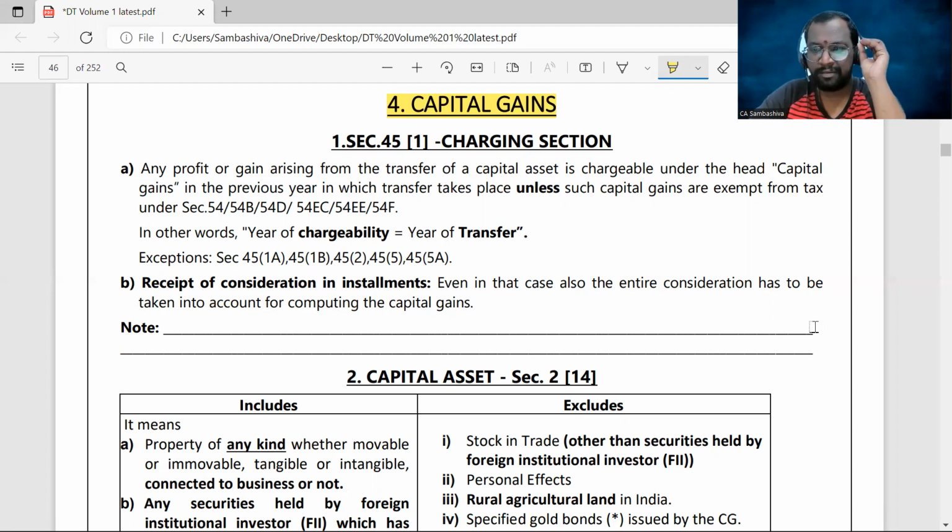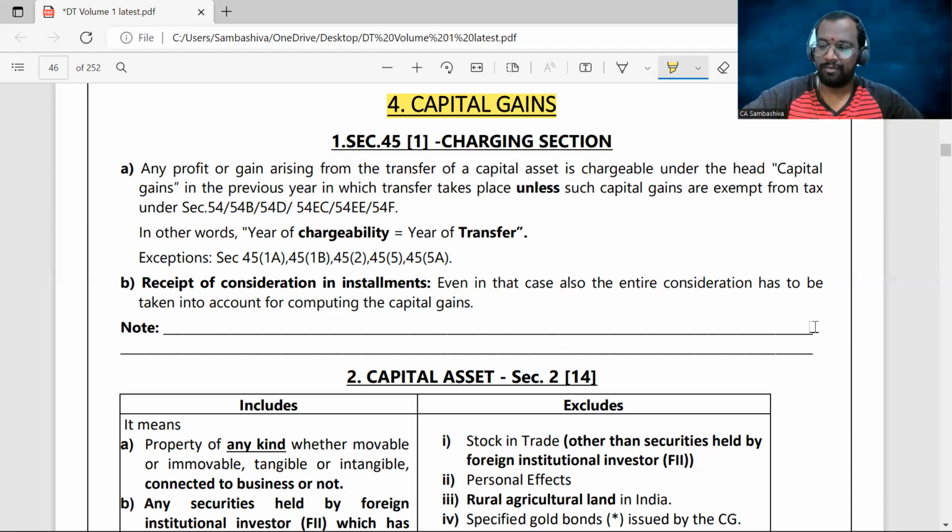Out of these 5 heads of income, PGBP and capital gains are the compulsory question chapters. 95% of the cases, in every attempt, you will get a question from PGBP for 8 marks. You will get a question from capital gains for 8 marks. Apart from that, the provisions from PGBP and capital gains will also be asked as a part of the problems on total income. Are you following, sir? Right?